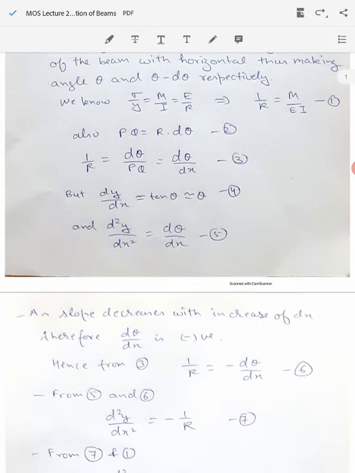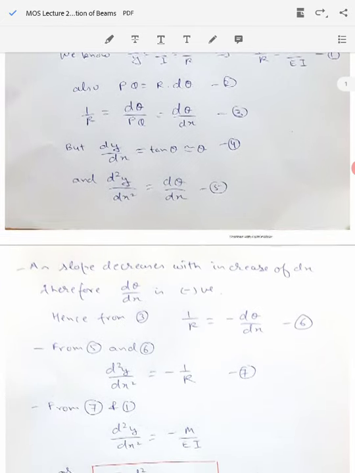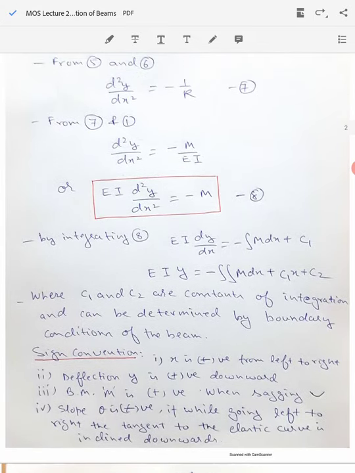So from equations 5 and 6 we can find that d square y by dx square is equal to minus 1 by r. So we have equated the expression of equation 6 with equation 5, and found that d square y by dx square is equal to minus 1 by r. But here we have said that 1 by r is equal to M by EI. So for 1 by r we substitute M by EI, and we obtain the next equation, d square y by dx square is equal to minus M divided by EI. Therefore, EI d square y by dx square is equal to minus M.